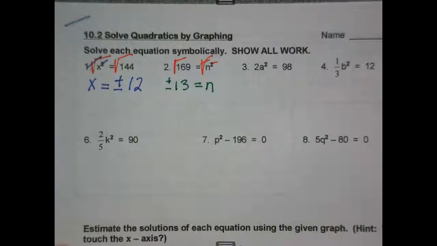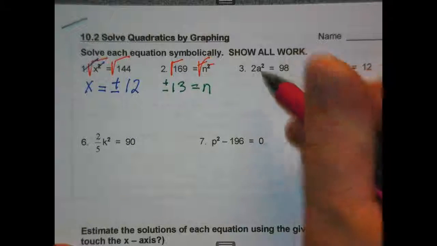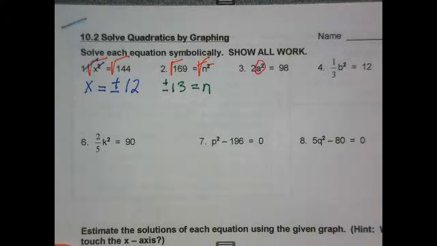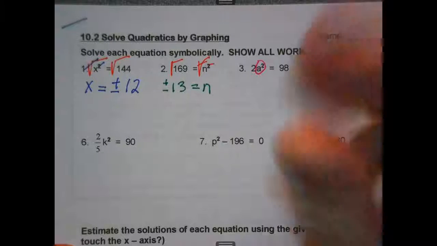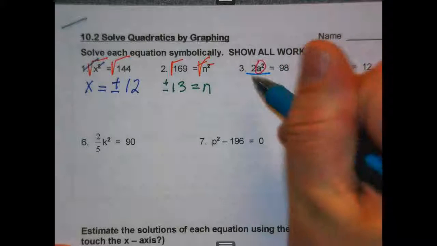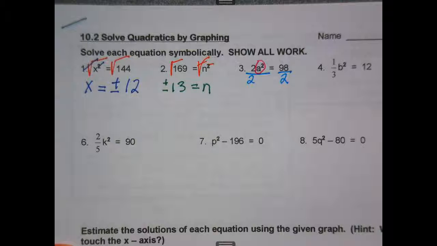Okay, number 3, we have to get the a squared by itself first. It's being multiplied by 2, so we're going to actually divide by 2 first. Which means we have to divide the other side by 2.